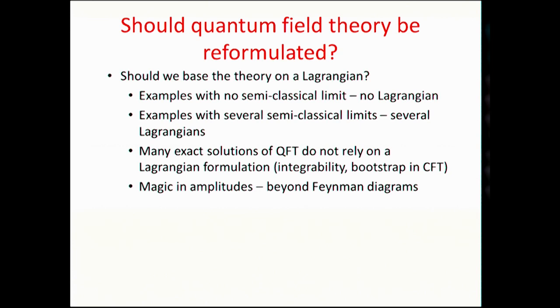There are also examples of theories which have many different semi-classical limits. So either we have no Lagrangian at all, or we have the same theory with many, many different Lagrangians. That's clearly a sign that the Lagrangian is not the unique way to think about it, because different Lagrangians give us the same theory. Second, there are a lot of examples of solutions of quantum field theory. And these solutions, relying on integrability, bootstrapping conformal field theory in two dimensions or in higher dimensions and so forth, not a single one of them uses the Lagrangian. So we can't say that this is the proper way to think about it when it sometimes doesn't exist, sometimes it exists more than once, and when we want to do calculations, we don't really use it. This doesn't look right.